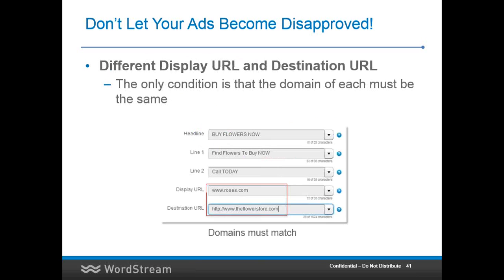Next up is using different display and destination URLs. This is also something that Caleb touched on earlier. Another way to get your ad disapproved is using different domain names for your display and your destination URL.